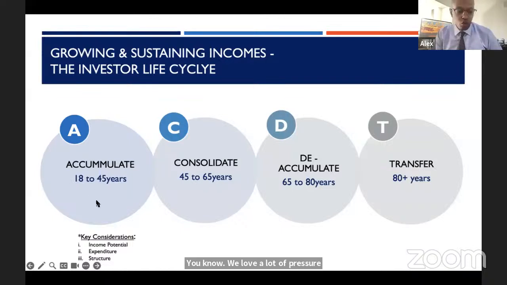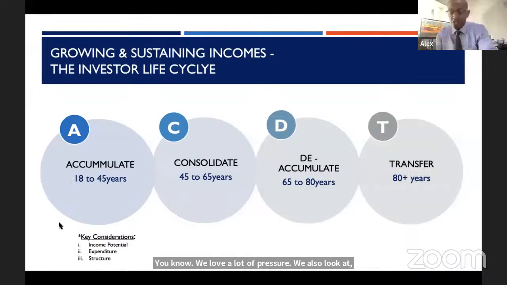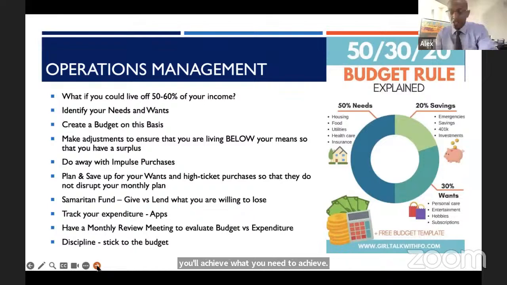We also look at those strategies, to make sure you'll achieve what you need to achieve. We look at how you manage your operations and your budget. How do you manage it, so that I see how much I should leave off? What is the basis of creating a budget to make sure I can manage impulse purchases? How do I plan to make sure this happens? Issues around having charity, what we call the Samaritan funds, and those kinds of things.